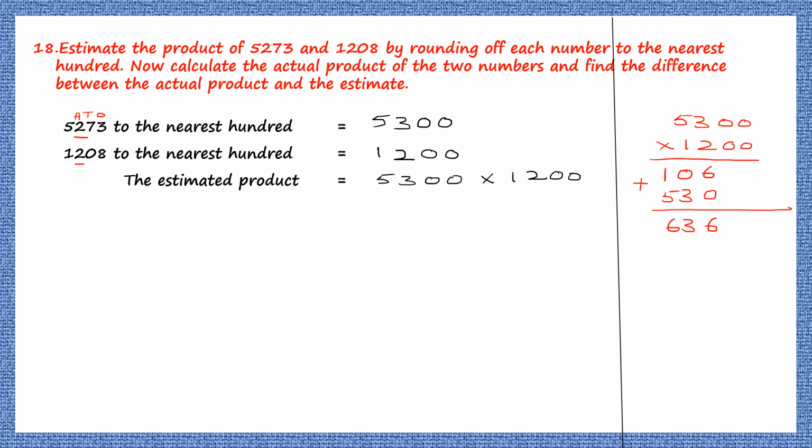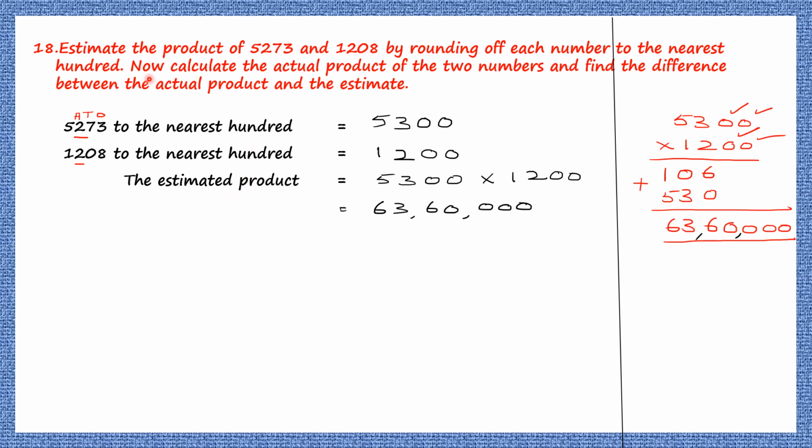Now we're going to add all the zeros. So 1, 2, 3, 4. We have 4 zeros. So we have 4 zeros. Now let's place commas in the right places. Commas will come there. So now what is our answer? 63,60,000. So let me write it here. 63,60,000 is the estimated product. So we have got the estimated product. So we have done the first part.